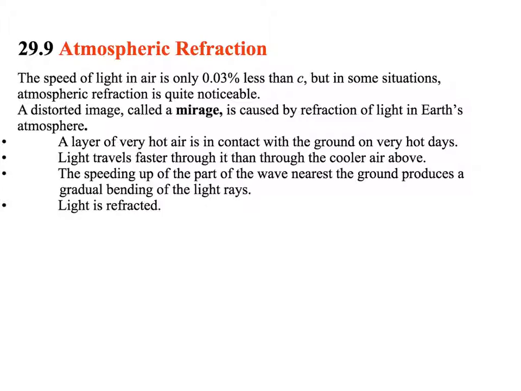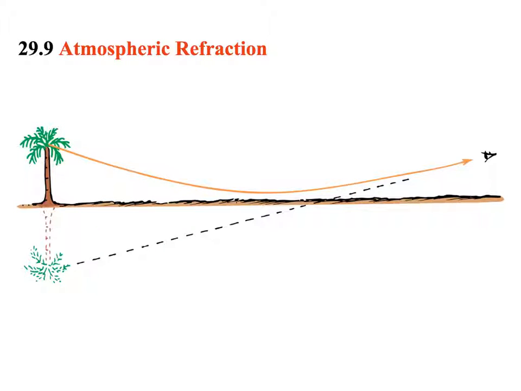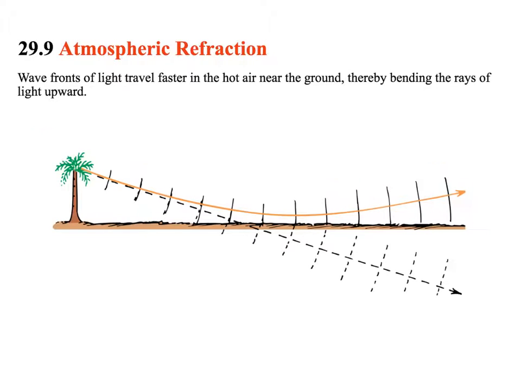A layer of very hot air is in contact with the ground on very hot days. Light travels faster through it than through the cooler air above it. The speeding up of the part of the waves nearest the ground produces a gradual bending of the light rays. That means the light is refracted. So what happens is when you see this, as it travels faster, you'll get a bend, and it will look like there is a tree down below. Wave fronts of light travel faster in the hot air near the ground, therefore bending the light, making it appear different.